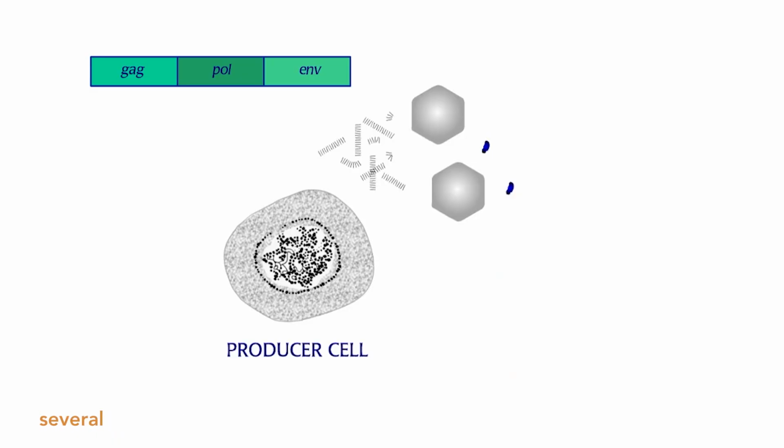LTRs have several functions. They not only help integrate the viral genome into the DNA of an infected cell, they also indicate where RNA transcription begins and ends. Without LTRs, no viral RNA is produced. Without RNA, there is no virus.